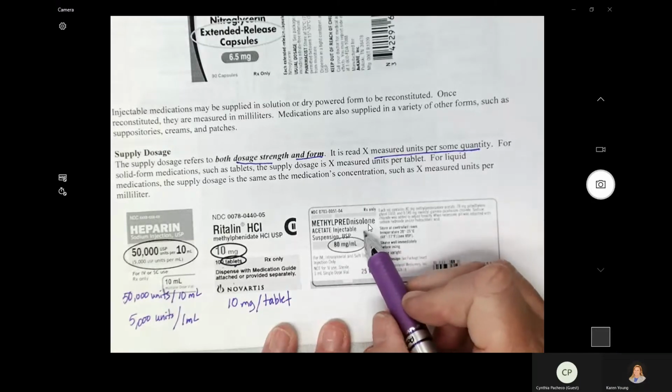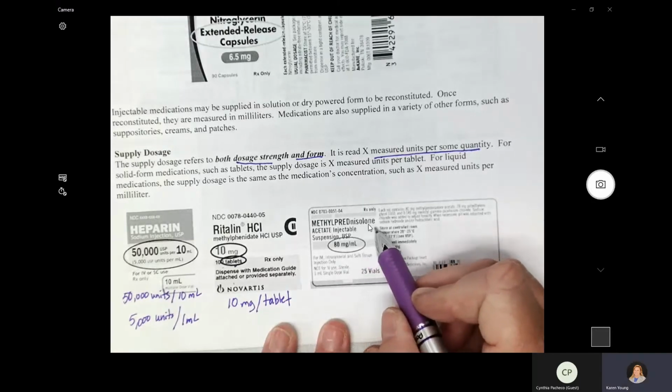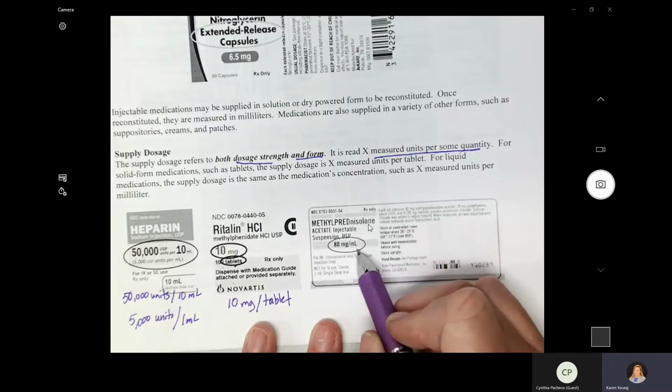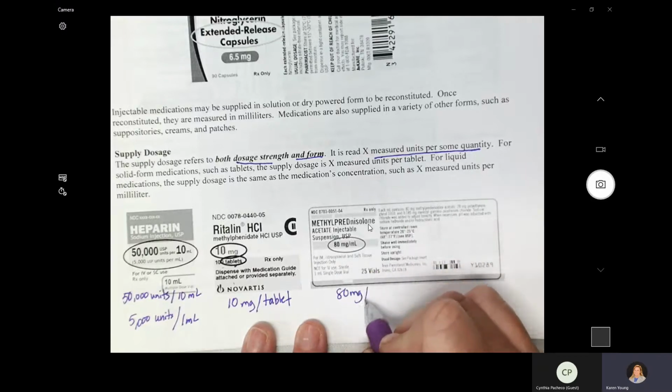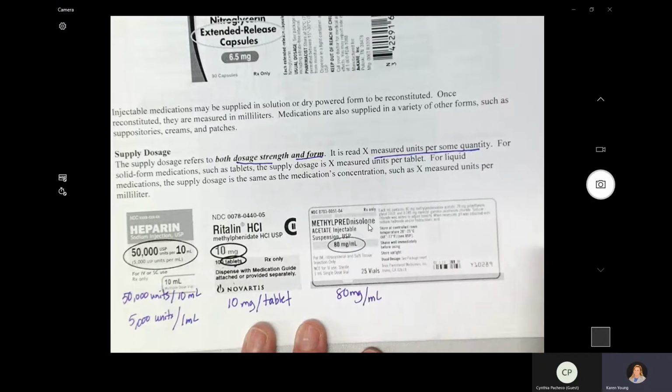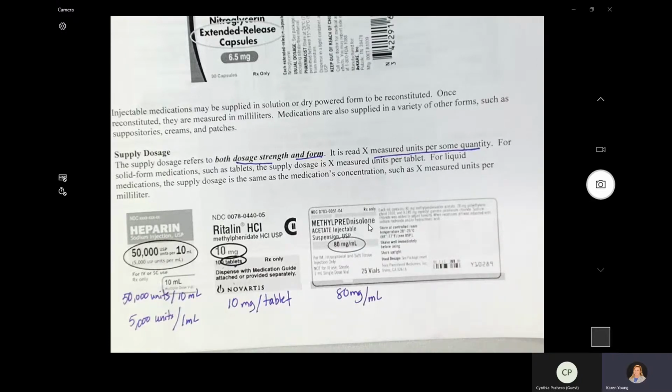And that's my supply dosage. And the methylprednisone, it gives it to me right here, right in plain sight, 80 milligrams per milliliter. Sometimes your supply dosage is easy to find, sometimes it's not.